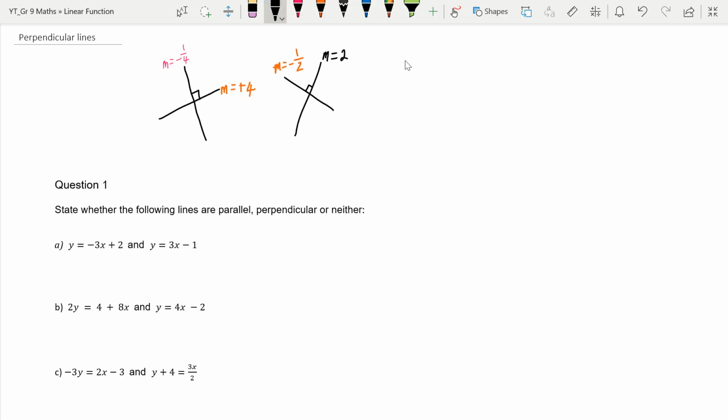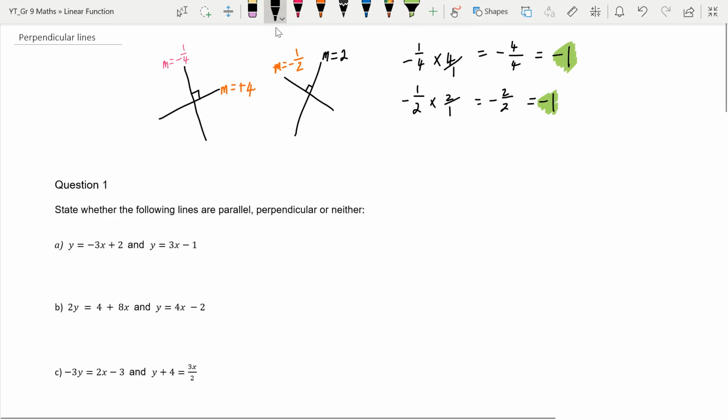So let's see with the first one, if we take negative a quarter and I multiply that by 4, what would that give us? Well, we could just put the 4 over 1 there, and if we multiply them, it would give us negative 4 over 4, which is just equal to negative 1. If we take the second example, if we take negative a half and we multiply that by 2, what would that give us? Well, that's just 2 over 1. If we multiply that, it would give us negative 2 over 2, and that would be equal to negative 1. And that is going to happen every single time. And that is where our rule comes from that we use for lines that are perpendicular.